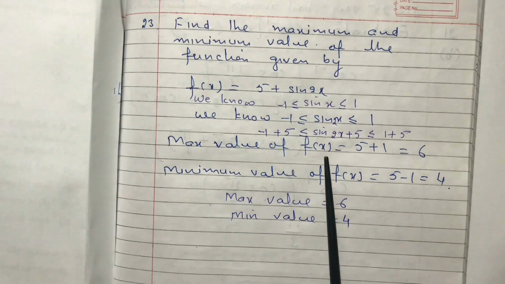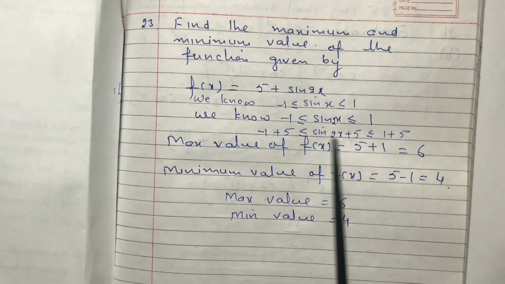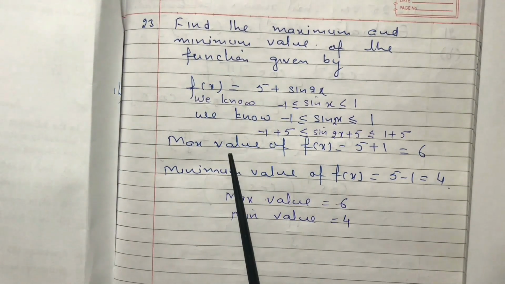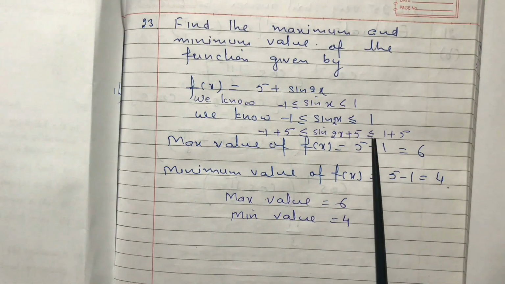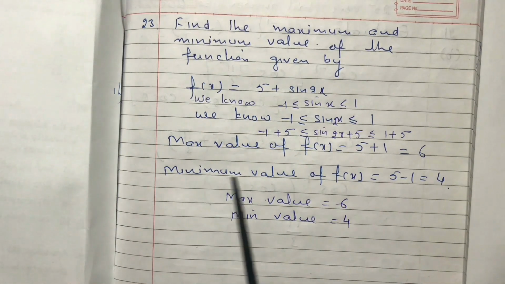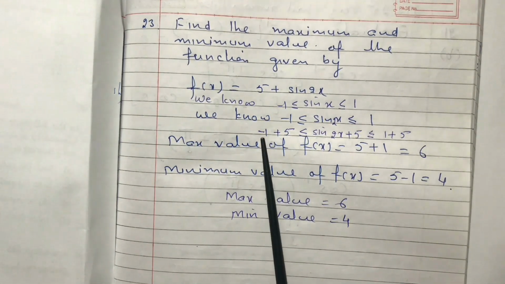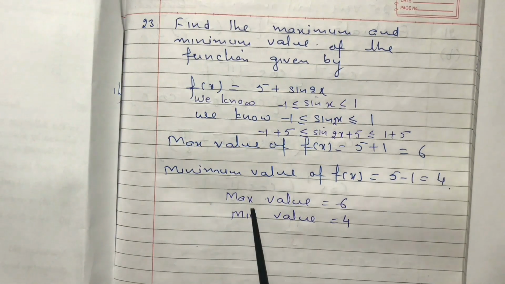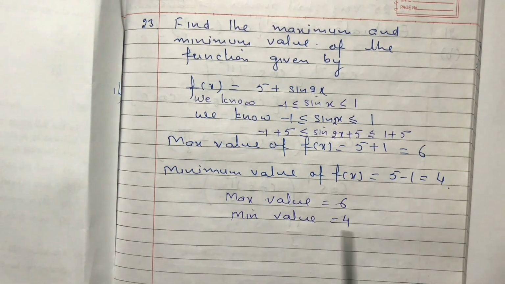So the maximum value of f(x) is 5 plus 1, that is 6, and the minimum value of f(x) is 5 minus 1, that is 4. So maximum value is 6, minimum value is 4.